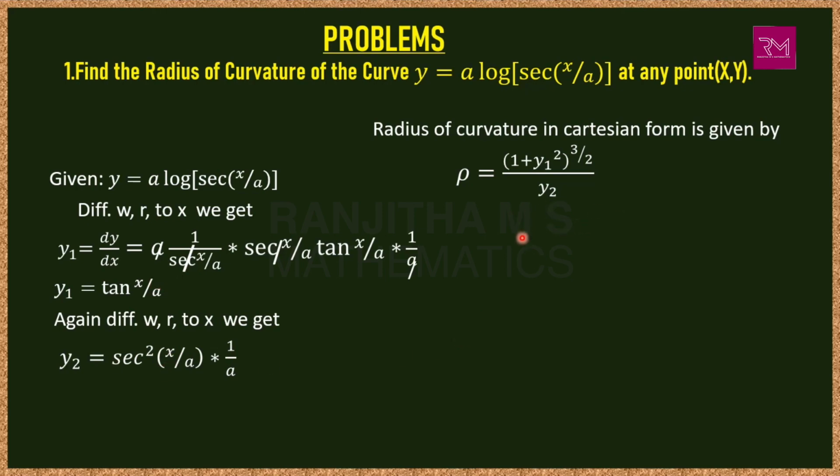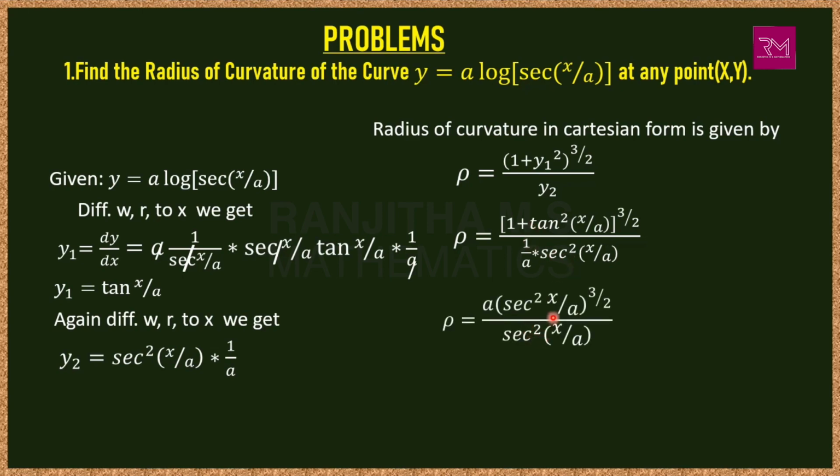After finding y1 and y2 value, we have to substitute in the formula of radius of curvature in Cartesian form. Hence we get rho value as 1 plus y1 square is nothing but tan square x by a whole power 3 by 2 divided by y2 is 1 by a into secant square x by a. Here we all know that 1 plus tan square x is nothing but secant square x. This is from the trigonometric identity formula. 1 plus tan square theta is secant square theta. Hence in the place of 1 plus tan square theta, here we have 1 plus tan square x by a.